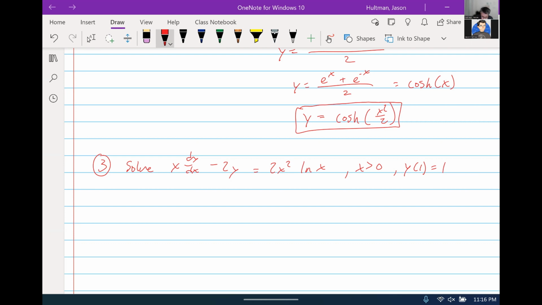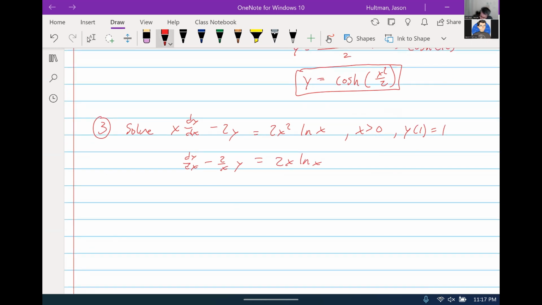Okay, let's divide through by x. So dy dx minus 2 over x y is equal to 2x natural log x. I'm going to change this to a positive and then the negative. I want to make sure that my p of x is representative of just the negative 2 over x.